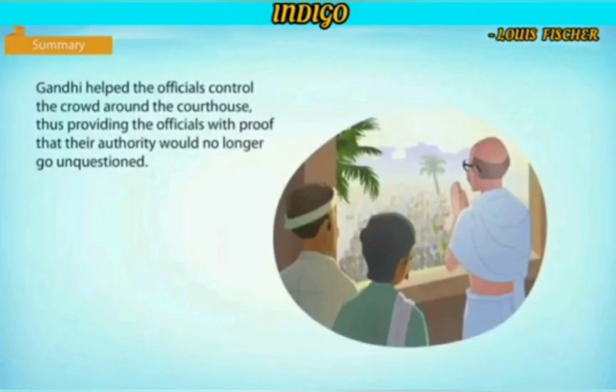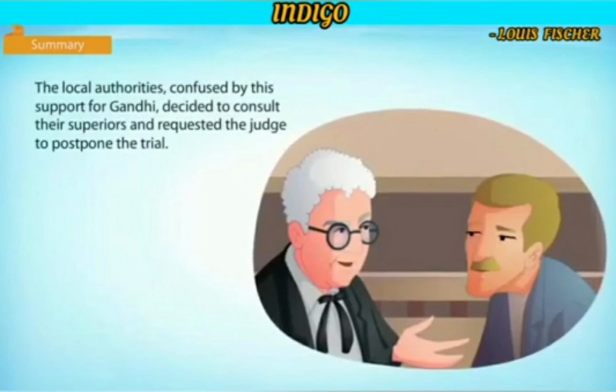Gandhi helped the officials control the crowd around the courthouse, thus providing the officials with proof that their authority would no longer go unquestioned. The local authorities, confused by this support for Gandhi, decided to consult their superiors and requested the judge to postpone the trial.